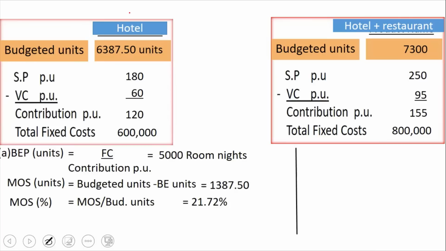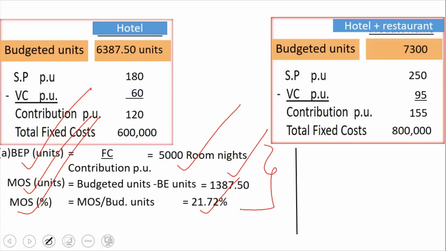We had already calculated the original break-even point in units, that's 5,000 room nights. The MOS we had calculated in part A as 1,387.5 room nights. MOS as a percentage we had calculated at 21.72%. So we will calculate the very same figure for the hotel plus the restaurant also. Only then can we make a comparison.